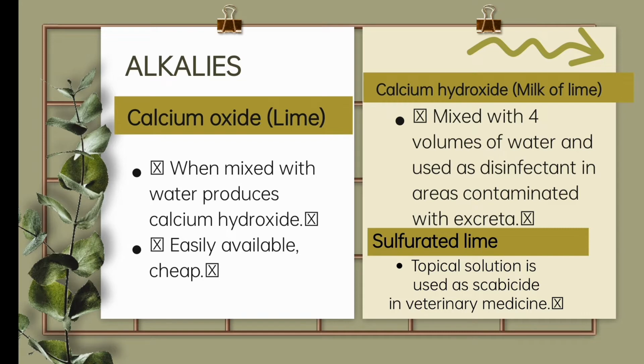Calcium oxide or lime. It is easily available and cheap. It is also used as general disinfectant in farmyard by scattering in the drains or by sweeping on the floors. Excessive application on floors may cause dermal erosion and infections. Calcium hydroxide or milk of lime is mixed with 4 volumes of water and used as disinfectant in areas contaminated with excreta. Sulfurated lime is a topical solution that is used as scabicide in veterinary medicine.